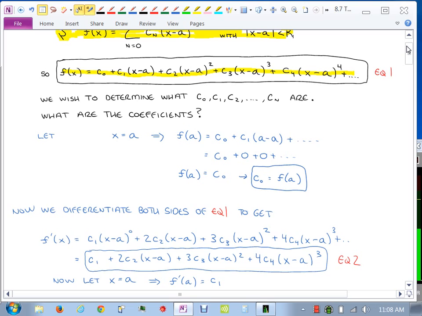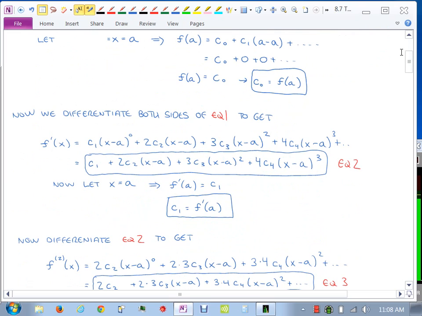And now we get what we're going to call equation 2. Here it is. Now we're going to do the same exact thing. We're going to plug in x equals a and see what happens. So plug in x equals a. Everything dies, right? Everything dies in this except for C1. So that means that C1 has to be the derivative of the function at a. Y'all follow that? I forgot to put dot, dot, dot here, but there should be there.